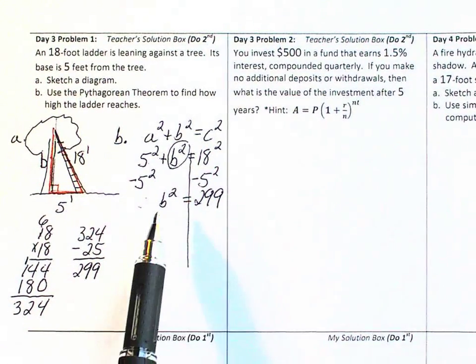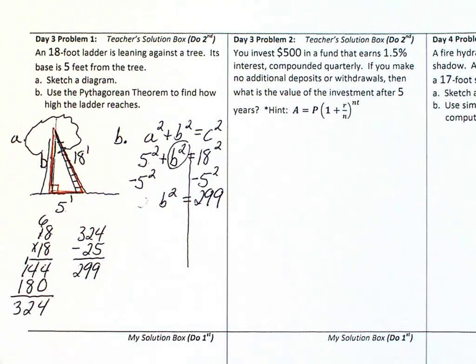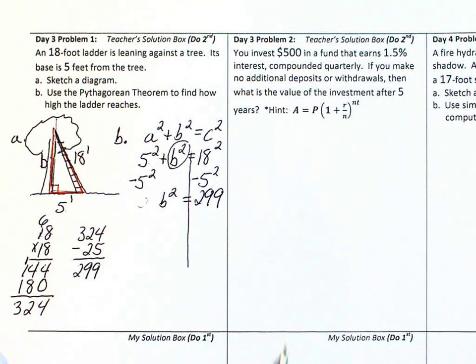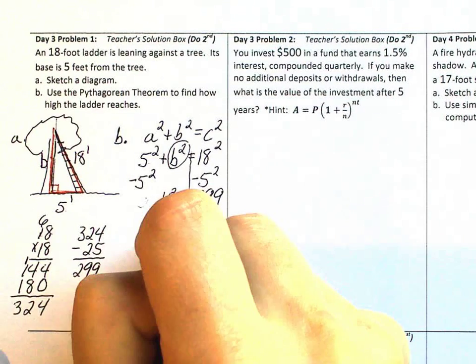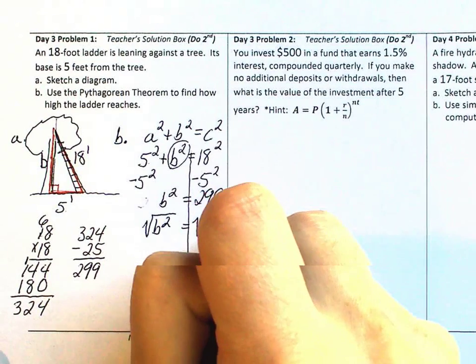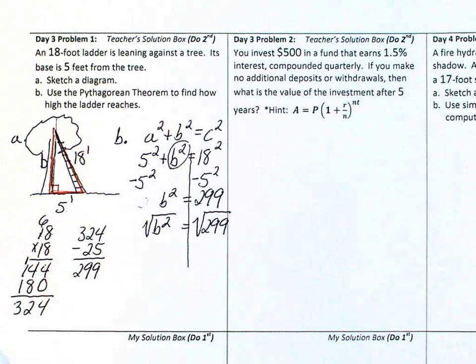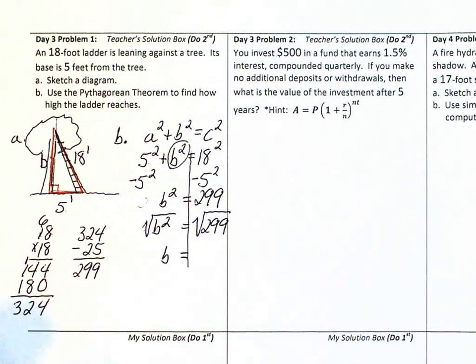So we have b squared is equal to 299. To solve for b, we need to remove the exponent of 2, and we can do that using square root. So square root of b squared, and over on this side, square root of 299. The square root of b squared is b. But what is the square root of 299?